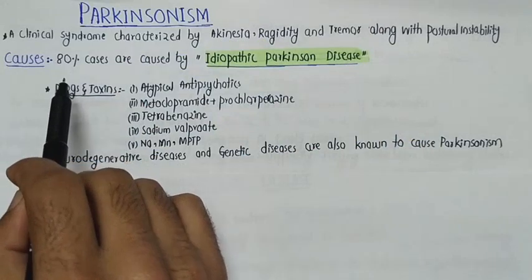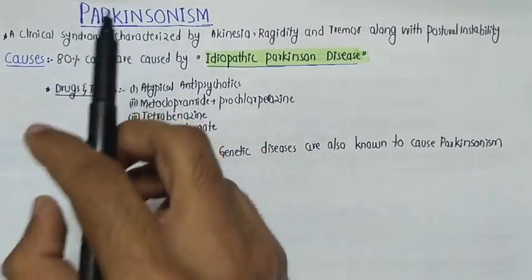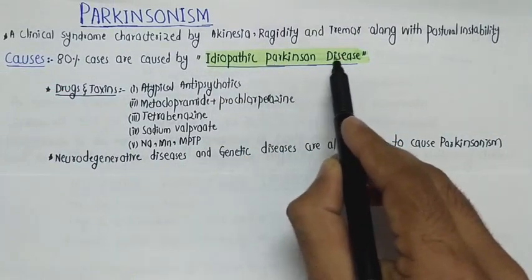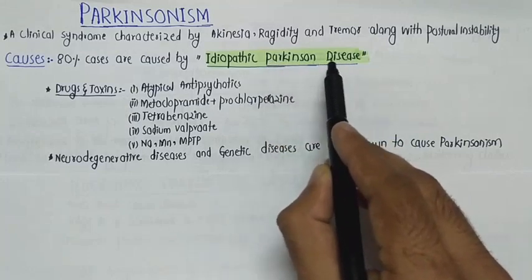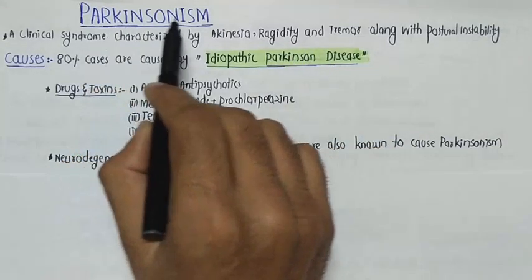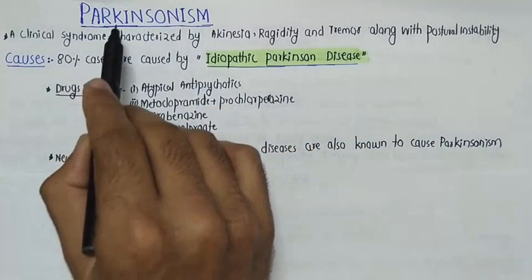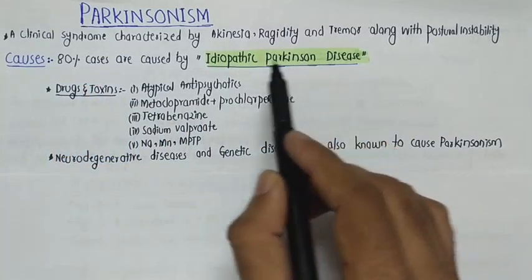Like we have written here, causes of Parkinsonism. The most common cause is idiopathic Parkinson disease, which is simply called Parkinson disease. So Parkinson disease is a cause of Parkinsonism, and 80% of cases of Parkinsonism are actually caused by idiopathic Parkinson disease.